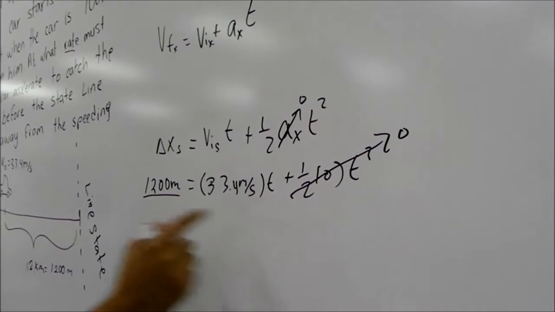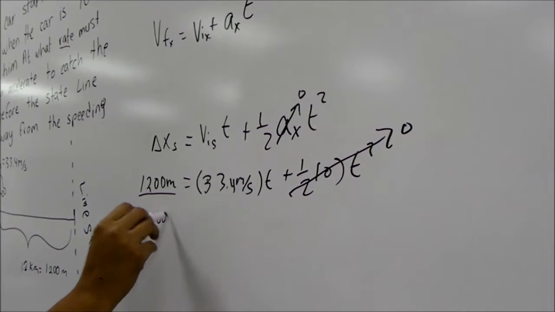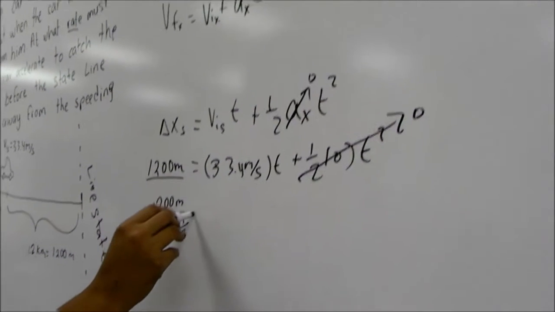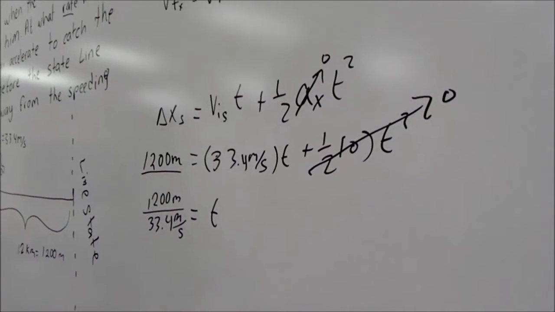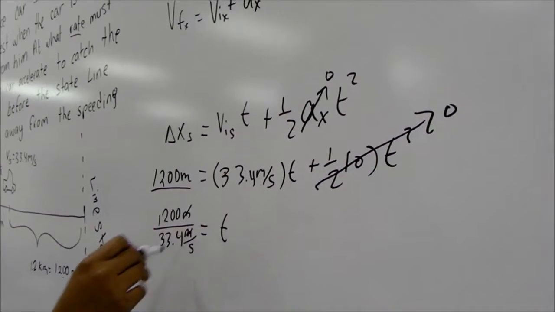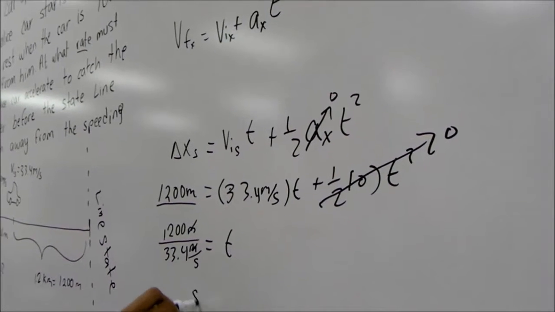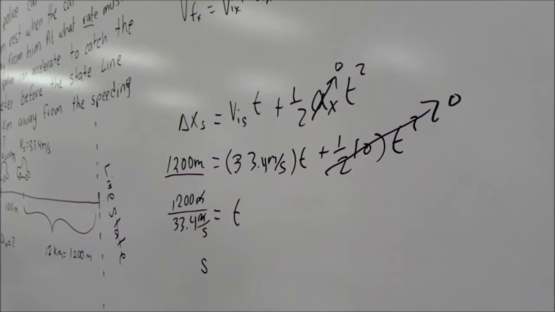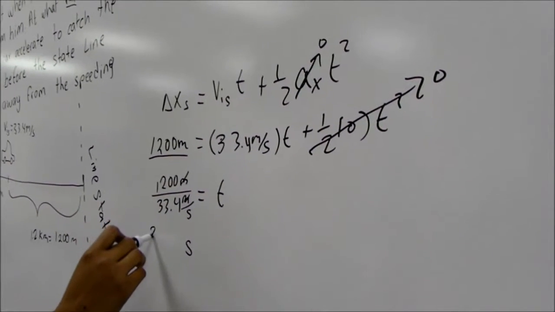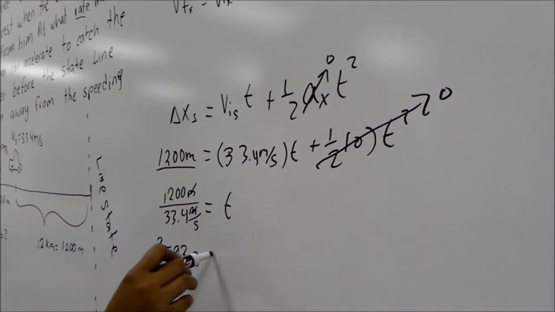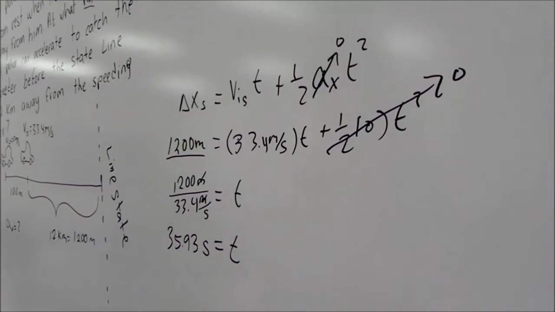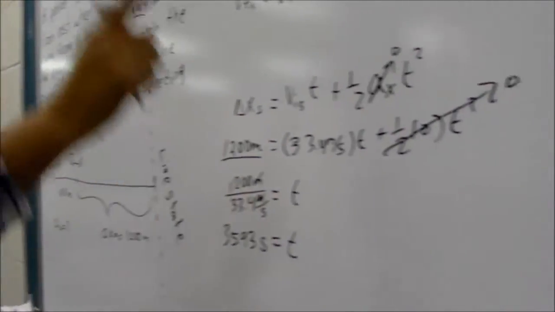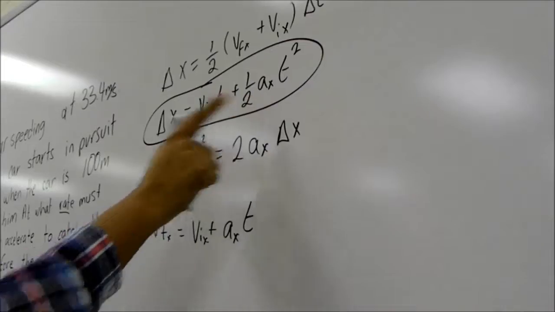Now we solve for the t variable right here. So you have the 1200 meters divided by the 33.4 meters per second, and that's equal to our time. This m on the top with this m on the bottom cancels, leaving us only with the s, and then 1200 divided by 33.4 meters per second is 35.93 seconds. So that's the time that it's going to take for the speeding car to get to the state line.